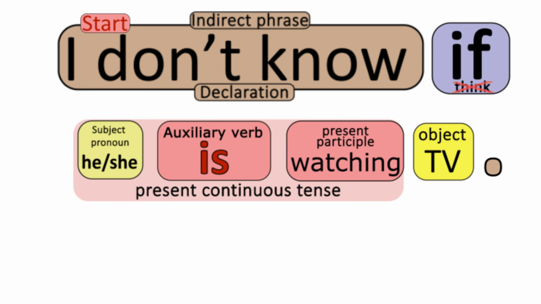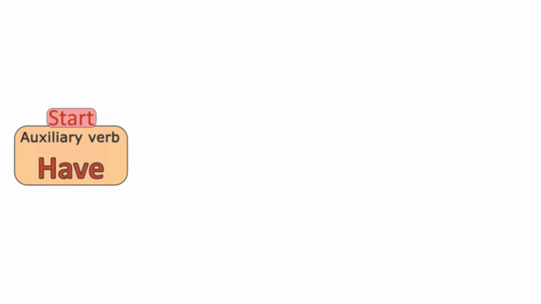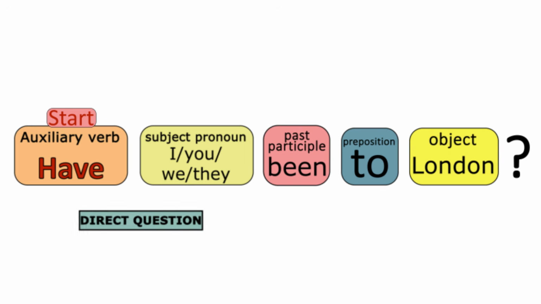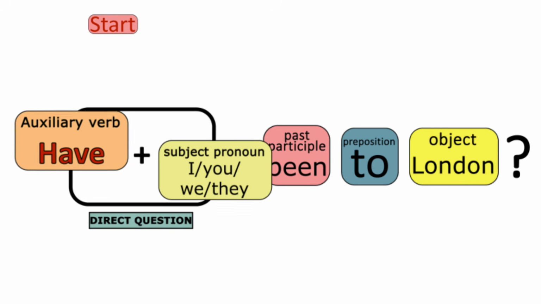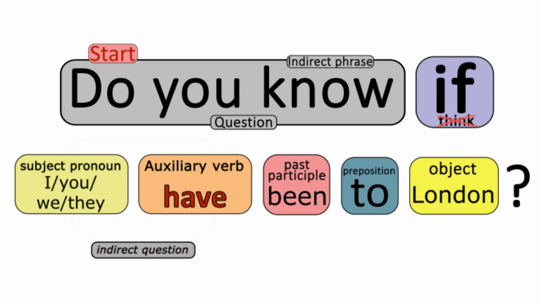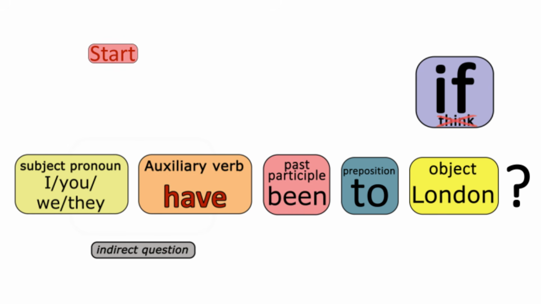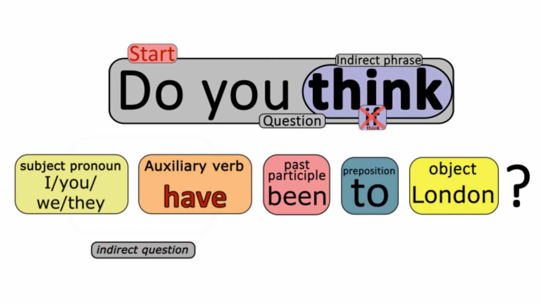And it works exactly the same for any perfect tense. For example, have you been to London? This is a direct question because we're starting with the auxiliary verb. Imagine if we want to be more polite, we could say, do you know if you have been to London? Now, this is a polite and indirect question. But remember, if we use do you think in our indirect phrase, then we don't use if.